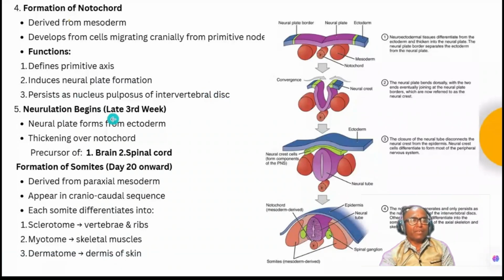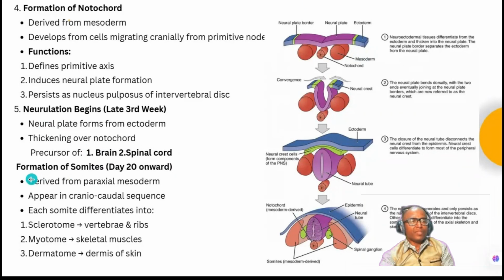Then the neurulation begins by around the late third week. The neural plate forms from the ectoderm. There is a thickening of the notochord. This is the precursor of the brain and the spinal cord. So this neural tube will further lead to the formation of the brain and the spinal cord.